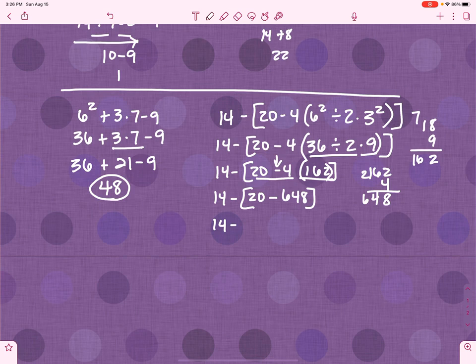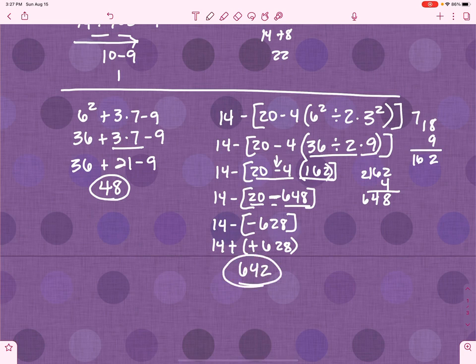Okay, now I'm ready to do this. So 20 minus 648. Well, the 648 is a larger value, so we're going to have a negative answer. So 648 essentially minus 20 gives me a negative 628. All right, now I've got 14 minus a negative 628. Remember, that becomes positive. If you can't remember that, essentially, I'm adding 14 and 628 to give me 642. Easy peasy, lemon squeezy.